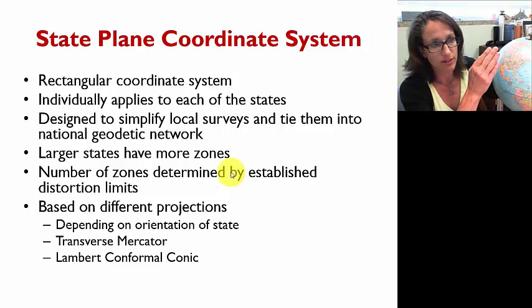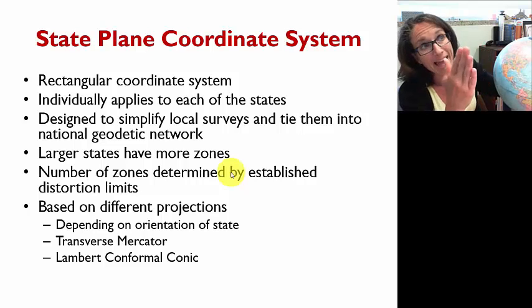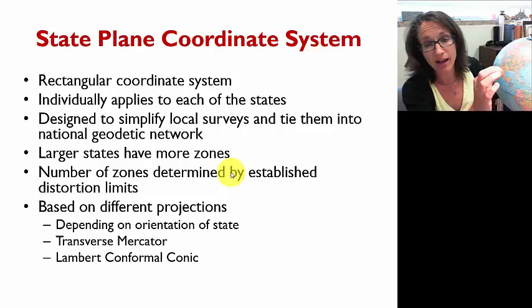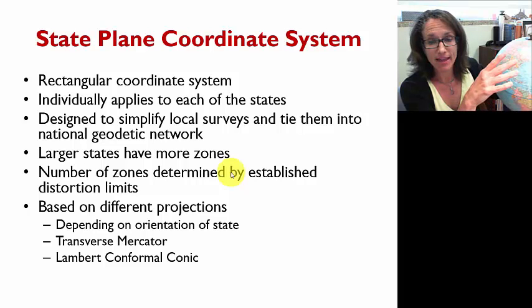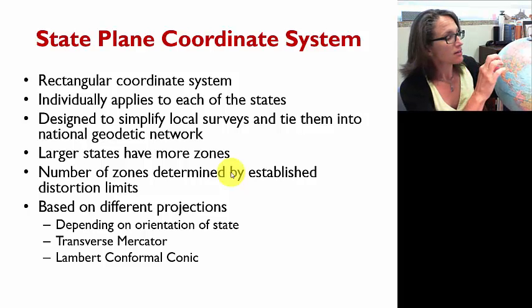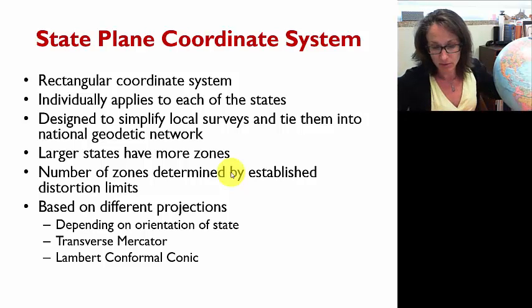And so if the zone got too big and you got far out to the edge of the zone and your distortion got too high, then they had to reduce the zone. So the bigger the state, the more zones they have. And if the state runs east-west, then the Lambert conformal conic projection was used, and if the state runs north-south, the transverse Mercator projection was used.